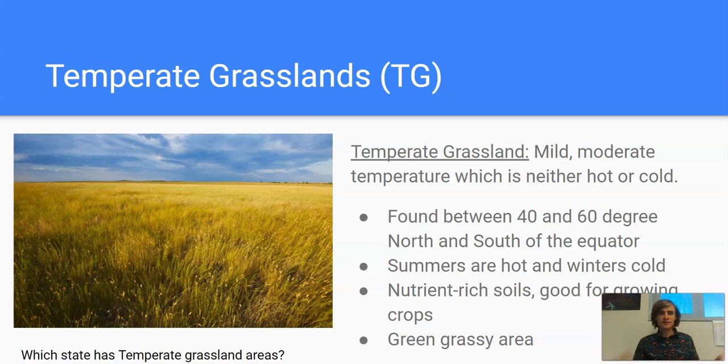Temperate grasslands. Now if you were to go to the eastern part of Colorado, you would notice that once you get out of the mountains, it gets very flat. And the natural plants that live there, it's a grassland ecosystem.